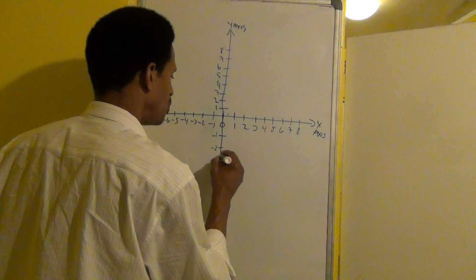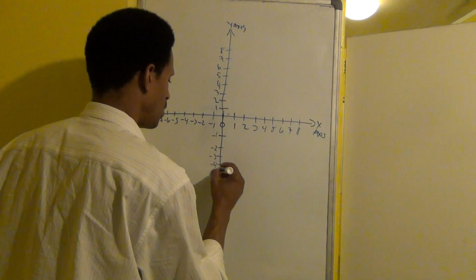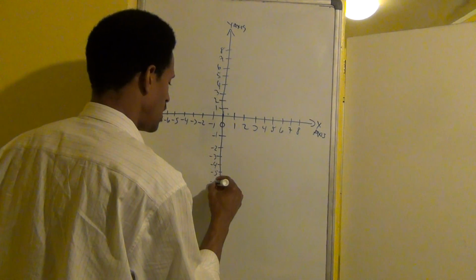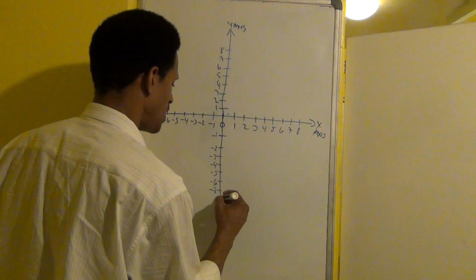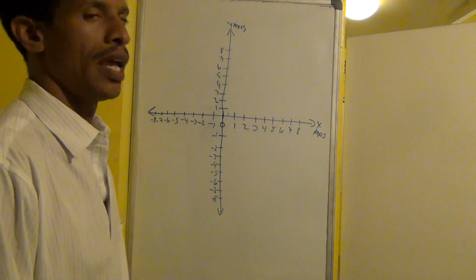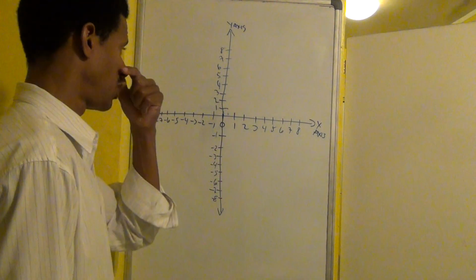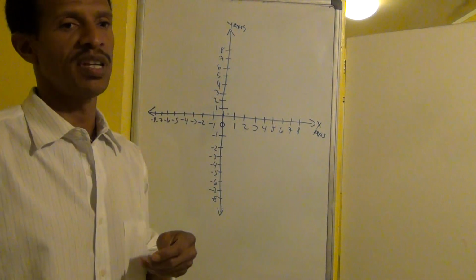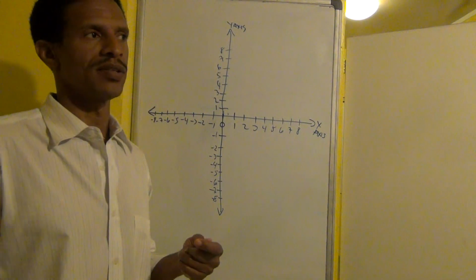So we have -2, -3, -4, -5, -6, -7, and -8. And we have our complete coordinate plane. Now the coordinate plane is interesting because it's broken into quadrants.